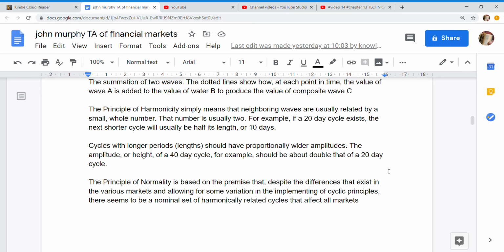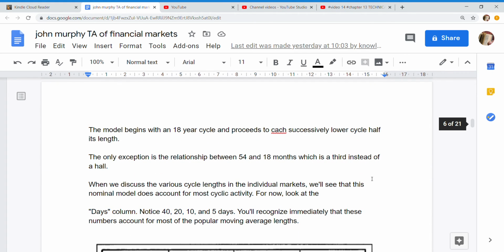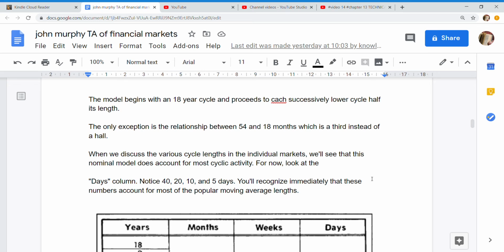The principle of normality is based on the premise that, despite the differences that exist in the various markets and allowing for some variation in the implementing of cyclic principles, there seems to be a nominal set of harmonically related cycles that affect all markets. The model begins with an 18-year cycle and proceeds to catch successively lower cycles, each half its length.